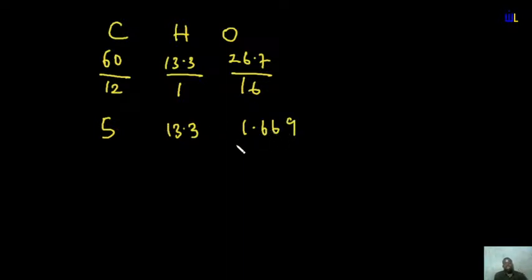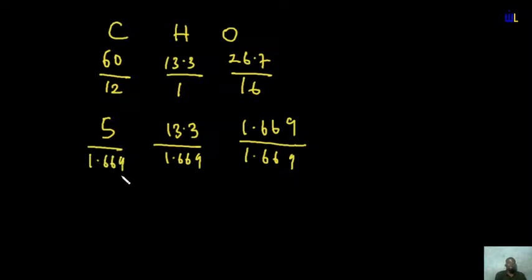Then we go to the final step. Use the smallest value amongst them to divide everybody. The smallest value here is 1.669. So I'm dividing by 1.669. Okay, so dividing through, that's going to be 5 divided by 1.669, and that's like 2.9. 2.99 is approximately 3.